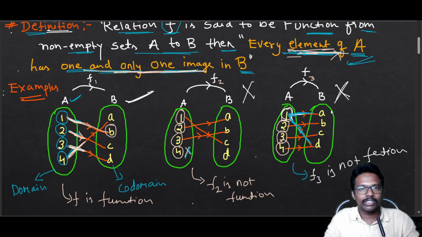So to say not a function, there are two possibilities. Either it fails on every element of A: if every element of A is not used, then directly we can say the given f is not a function. Another way is one and only one image: if you do not get one and only one image, then directly you can say it is not a function. For example, in the third example, 1 has two images, A and D. If you are getting more than one image, then definitely you can say it is not a function. I hope you understood the definition of a function.